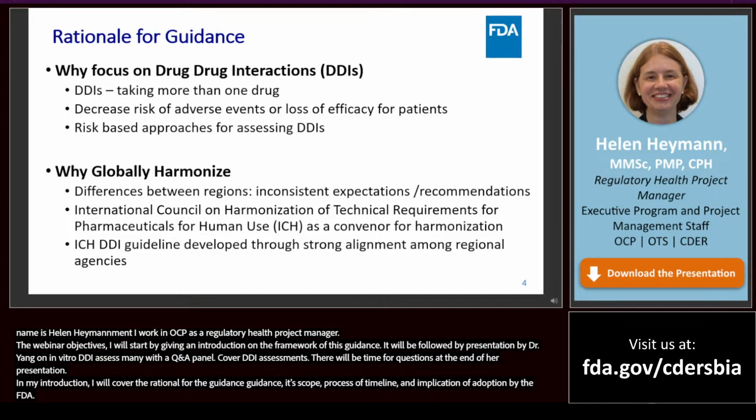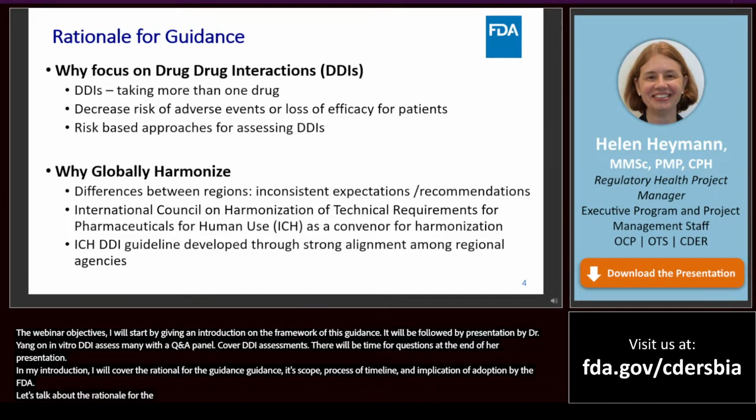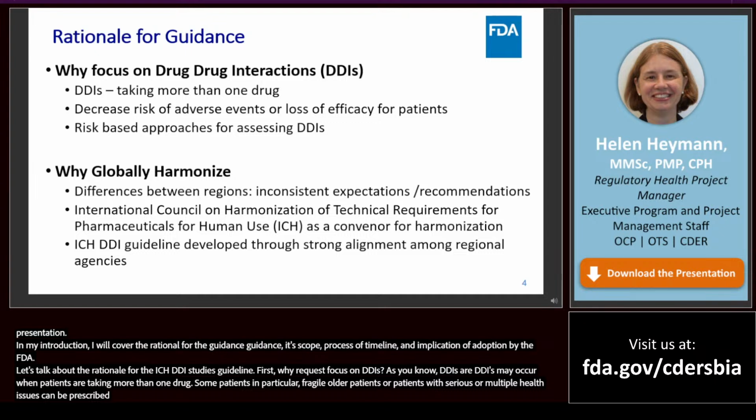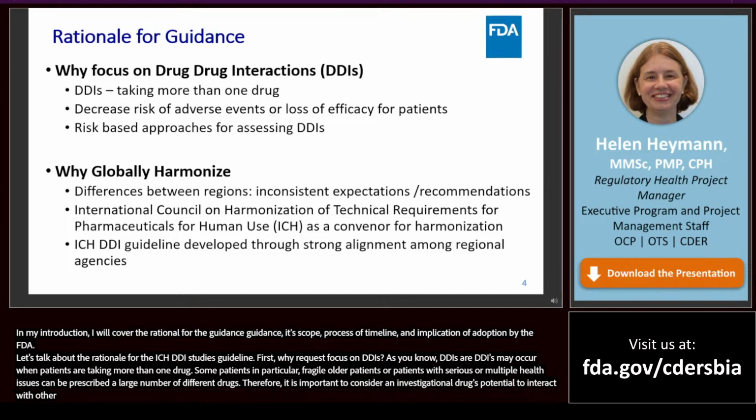Now let's talk about the rationale for the ICH Drug-Drug Interaction Studies guideline. First, why focus on drug-drug interactions? As you know, drug-drug interactions, or DDIs, may occur when patients are taking more than one drug. Some patients, in particular fragile older patients or patients with serious or multiple health issues, can be prescribed a large number of different drugs. Therefore, it is important to consider an investigational drug's potential to interact with other drugs and to decrease the risk of adverse events or loss of efficacy when patients are taking more than one drug.